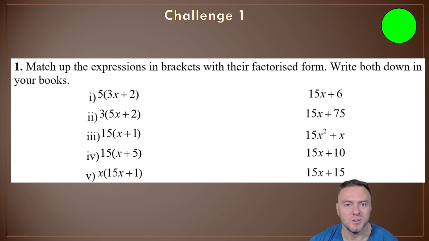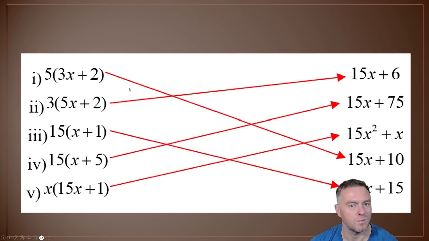So we're going to match the expressions. You would have 5 bracket 3x plus 2 is the same as 15x plus 10, because if we expand and then group back. If we had 5 bracket 3x plus 2, that's the same as 15x plus 10. 15 bracket x plus 1 is the same as 15x plus 15. 15 bracket x plus 5 is the same as 15x plus 75 when you expand it. And then 15x bracket 15x plus 1 is the same as 15x squared plus x. So you times this by x and you times this by x. In this case, when you're going backwards, you can divide this by x and divide this guy by x.